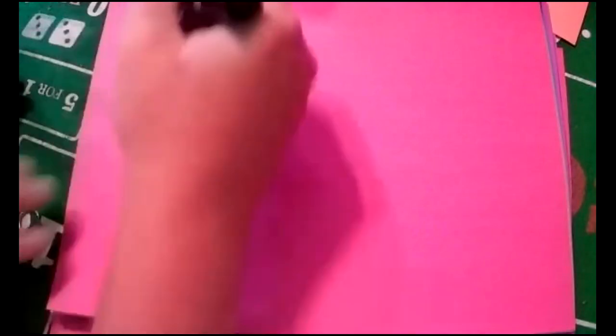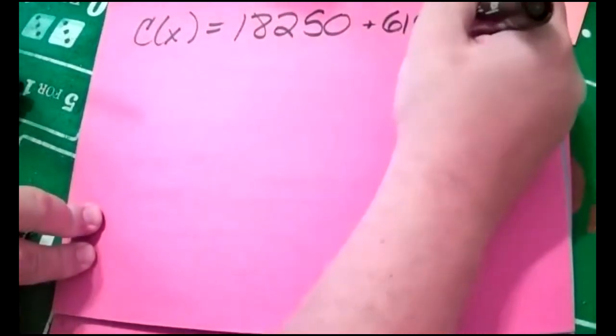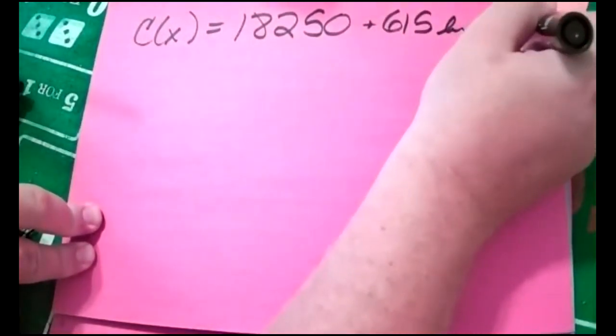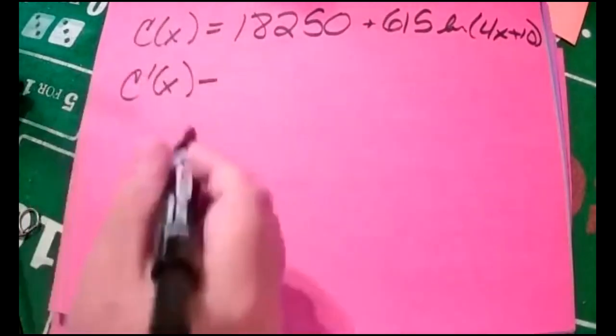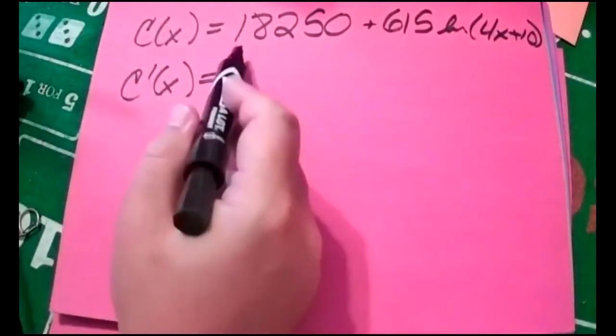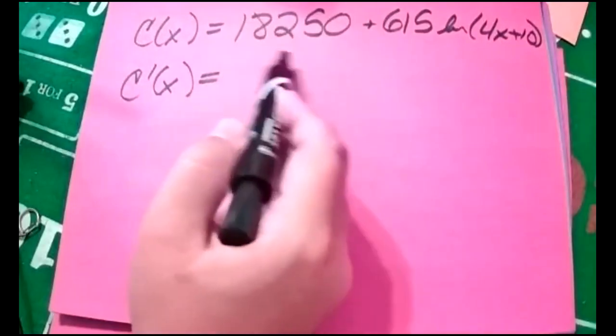The function is C of X equals 18,250 plus 615 natural log 4x plus 10, like so. All right. Can we please figure out the derivative here? The marginal cost is C prime of X. So the derivative, of course, of any constant is 0, so this is going to kind of vanish on us.